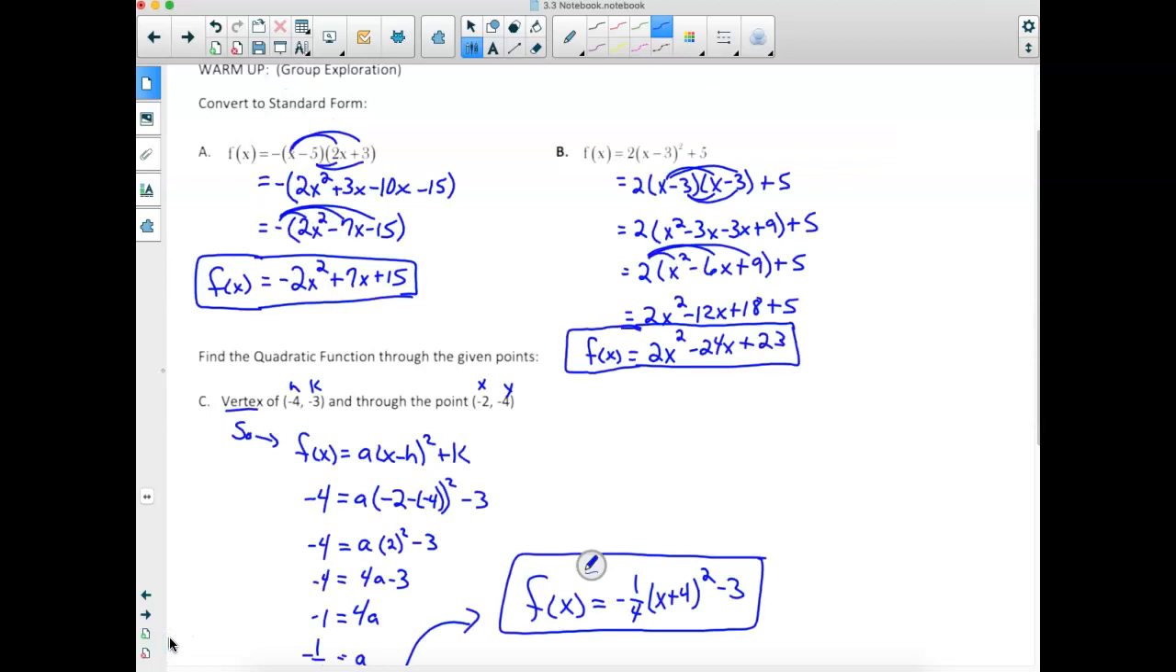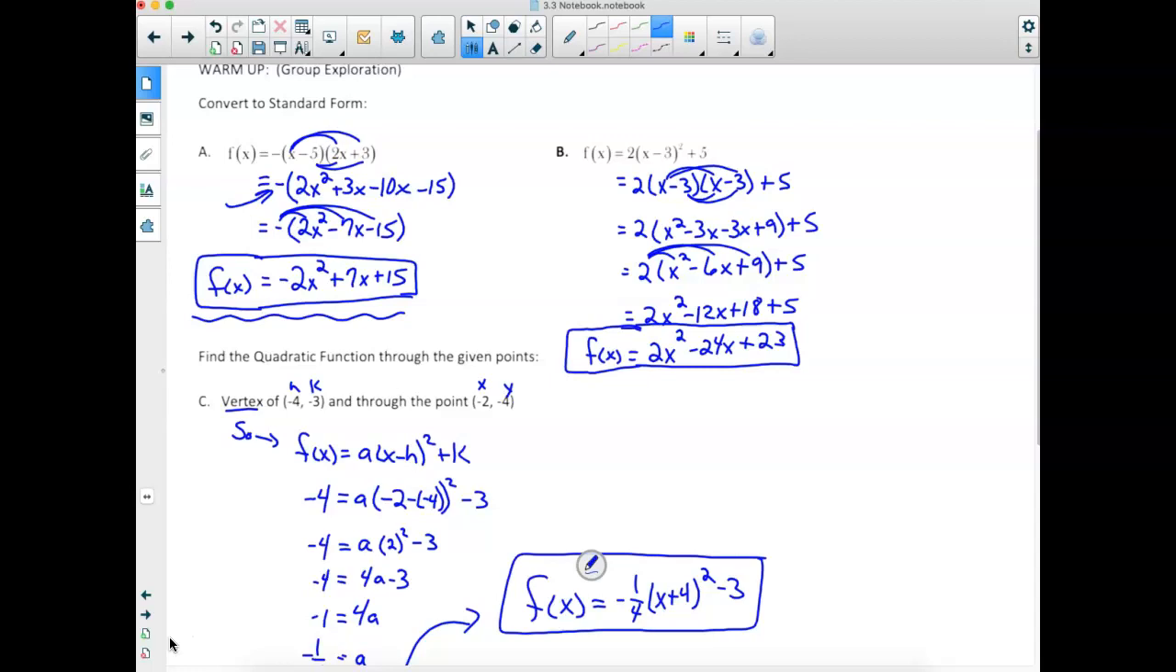The first one, basically we just double distribute. I always hold that negative sign outside and distribute it at the very end. You should have gotten negative 2x squared plus 7x plus 15. If not, check your work.